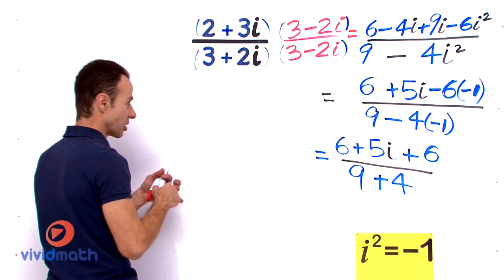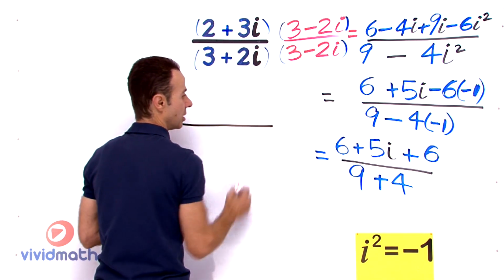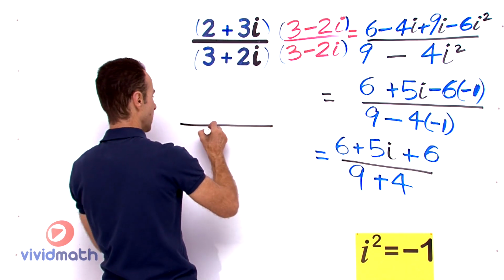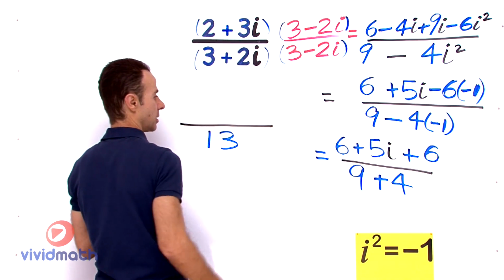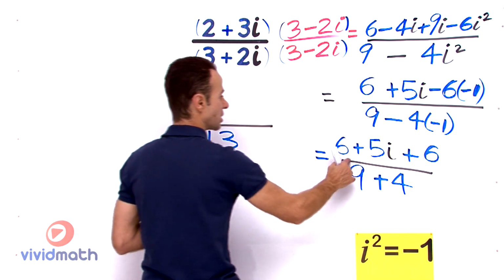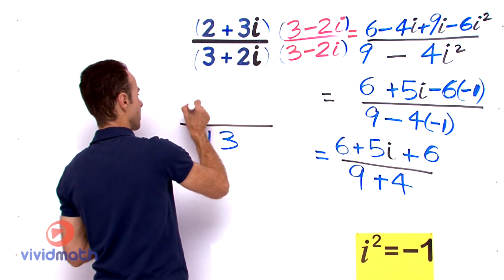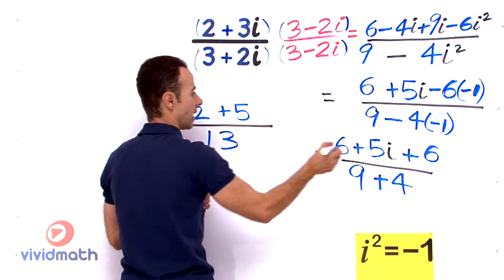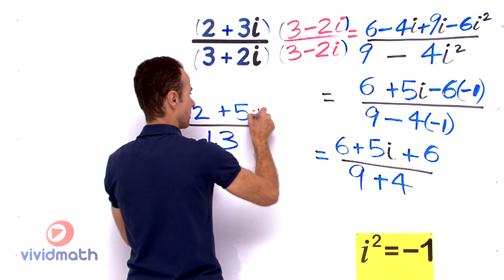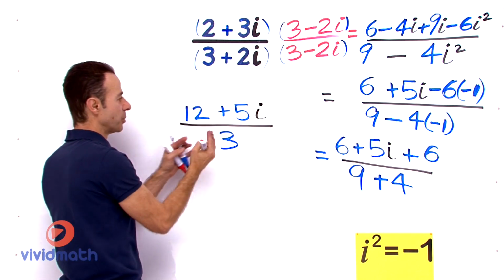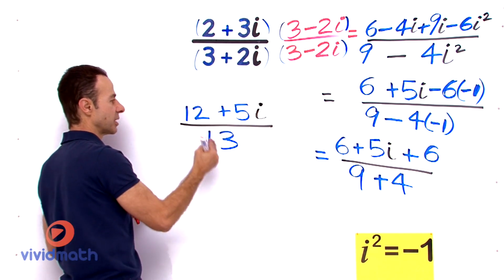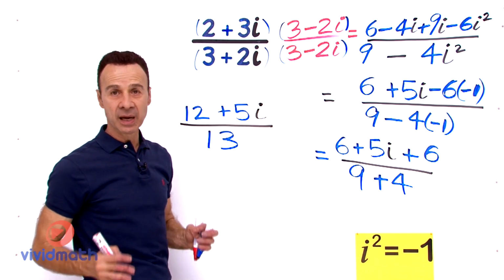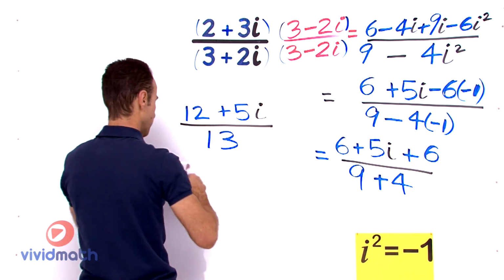What's that going to equal? Well, I'm just going to work with it over here. On the bottom, 9 plus 4 is 13. Let's put a 13 here. On the top, 6 plus 6 is 12. So that's 12 plus 5i on the top. Now, it's kind of in standard form. We're going to separate these guys. We're going to put the 13 under the 12 and the 13 under the 5, and then we'll have it in standard form. So let's go and do that.